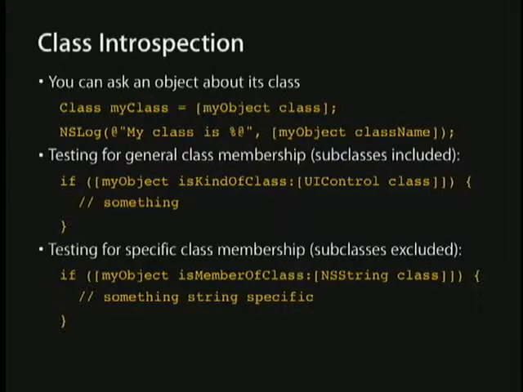So for instance, if you passed a UI control in, or if my object were a UI control and you called is member of class, it would return yes. But if my object were a UI button and you called is member of class, and UI button is a subclass of UI control, this would return no, but is kind of class would return yes. So which one you use just depends on how specific you're trying to be.